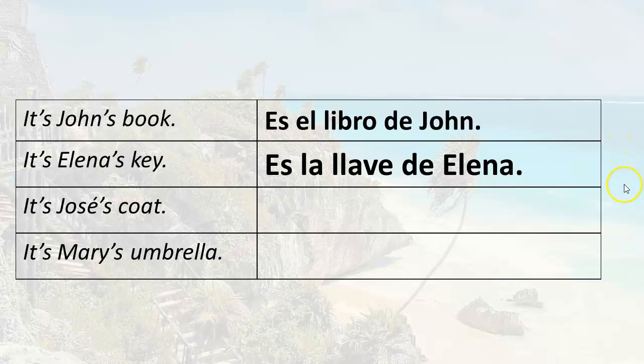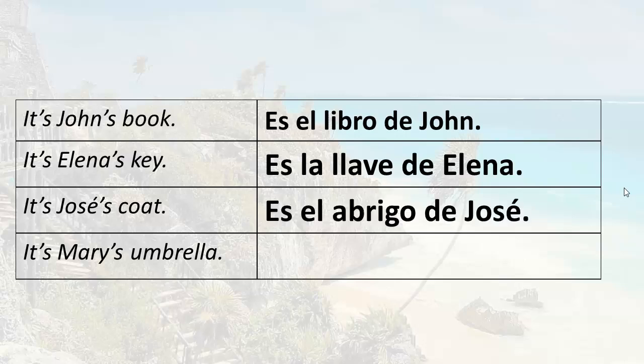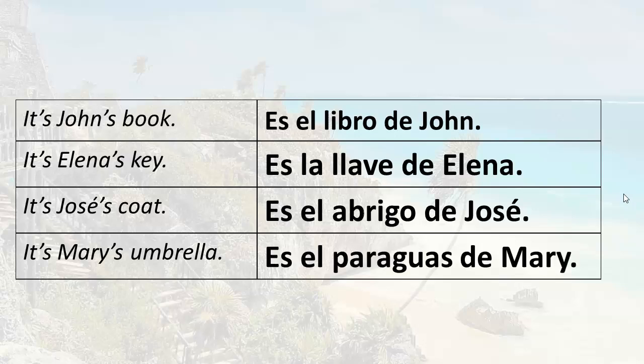It's Jose's coat. I literally have to say it is the coat of Jose. Es el abrigo de Jose. It's Mary's umbrella. Literally, it's the umbrella of Mary. Es el paraguas de Mary.